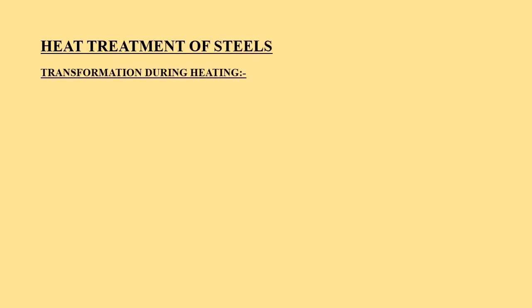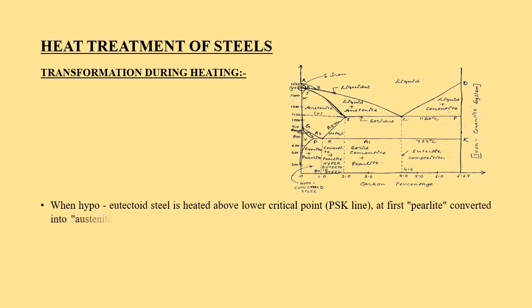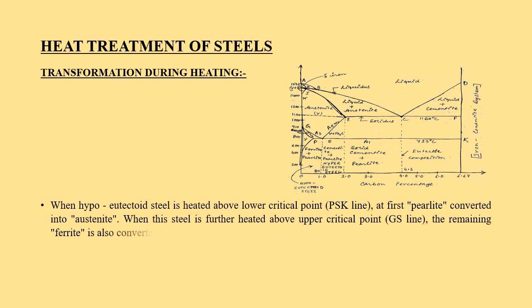Transformation during heating. When hypoeutectoid steel is heated above lower critical point in the diagram, which is PSK line, at first the perlite is converted into austenite. When this steel is further heated above upper critical point in the diagram, which is GS line, the remaining ferrite is also converted into austenite.